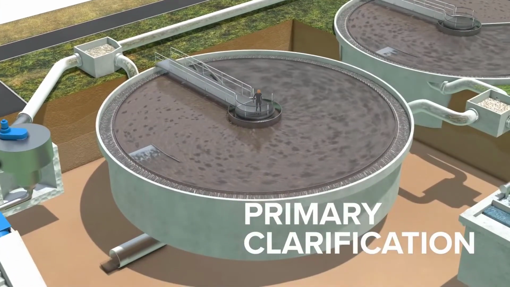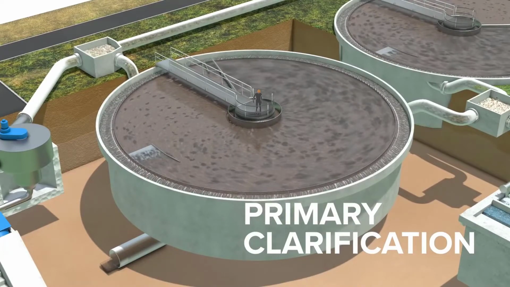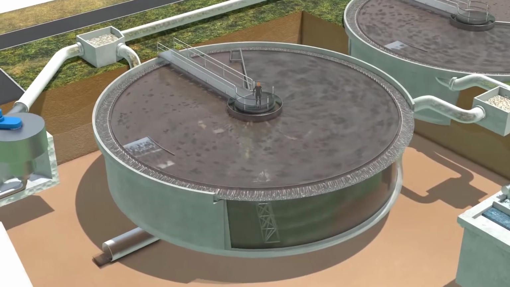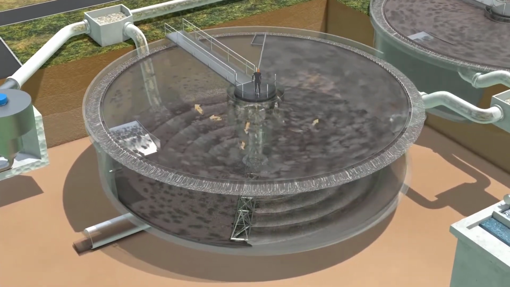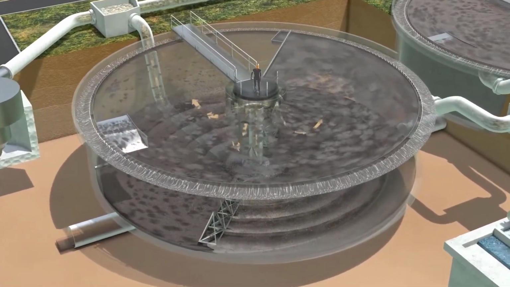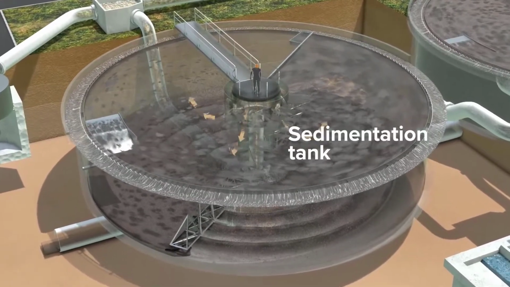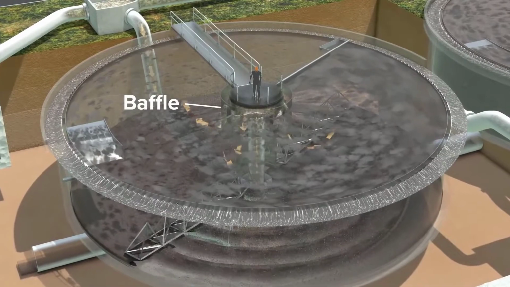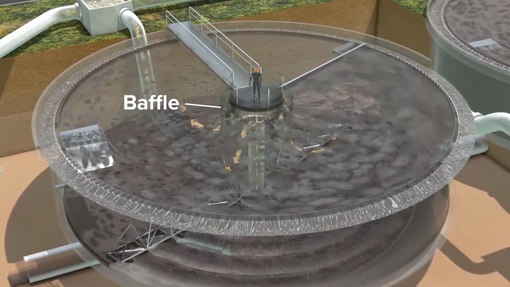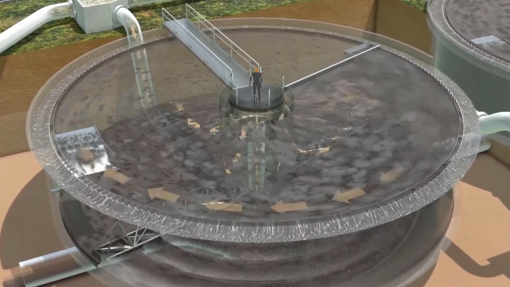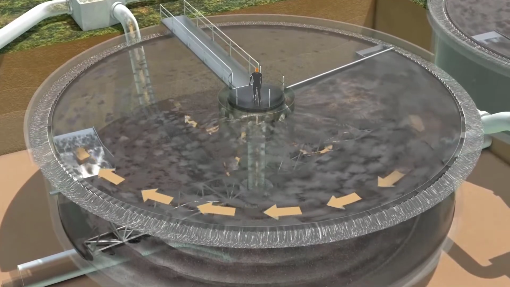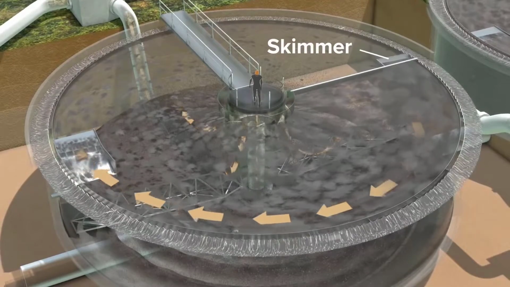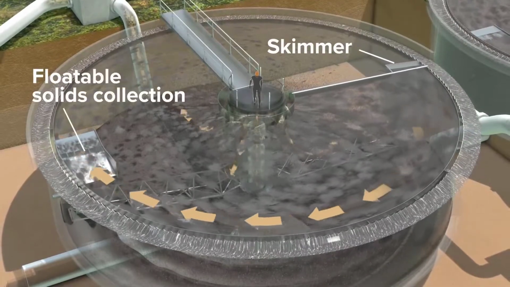Primary clarification separates organic matter from the wastewater. Water flows in at the center of large circular basins called sedimentation tanks. A baffle slows down the flow rate to aid the settling process. Floatable solids, like grease and oil, drift to the top of the tank. A rotating skimmer continually pushes this material into a collection trough.